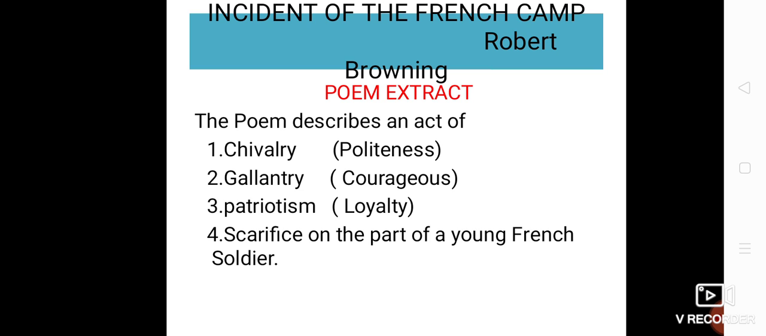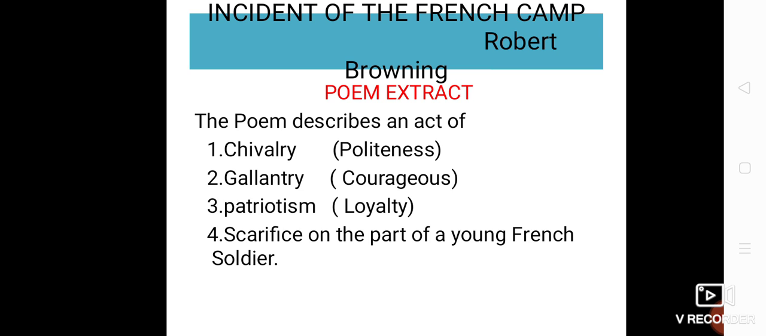So, before getting into this particular poem in detail, you have the very first slide. Here, in the first slide, you can have the explanation part of the poem. It's an extract, we call it. In this extract, you are explained what actually this poem is all about.